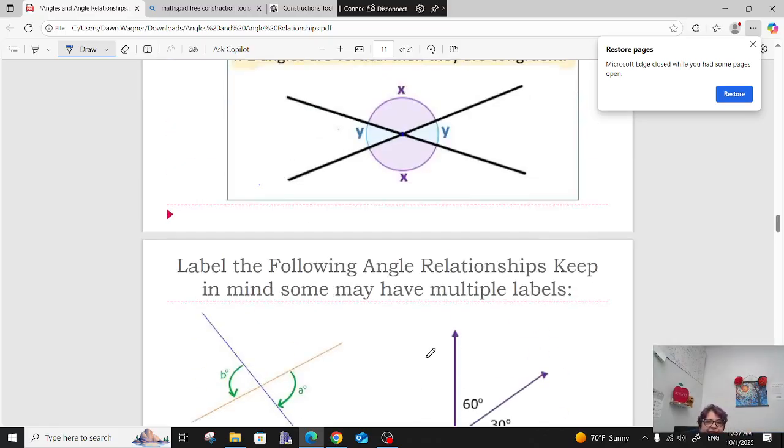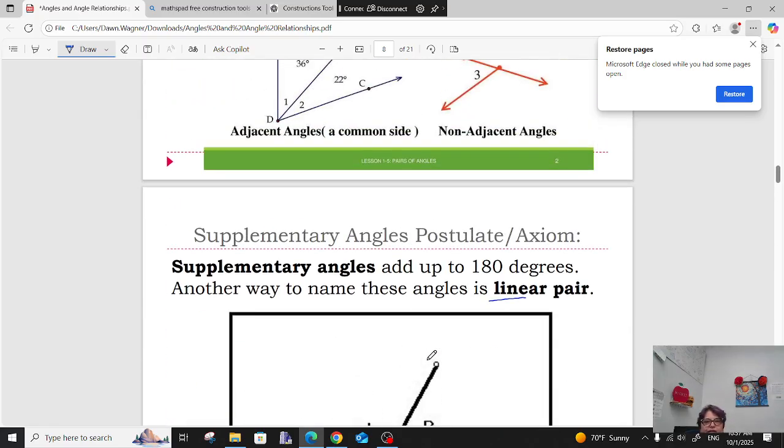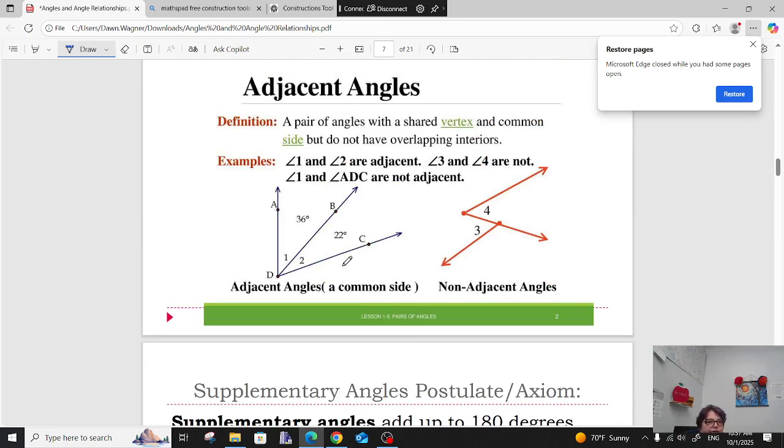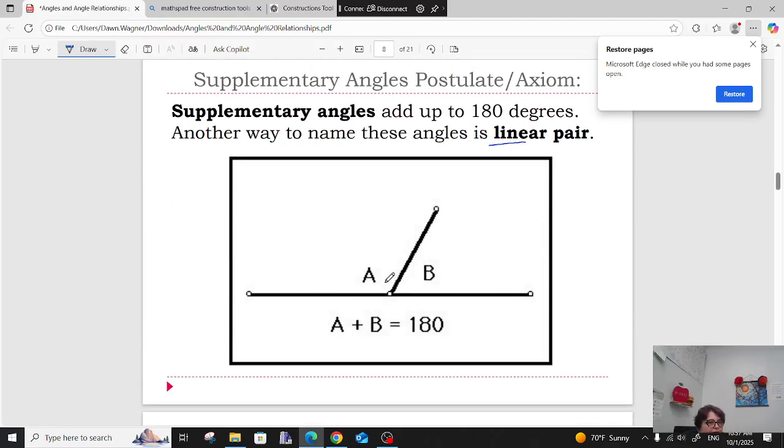Okay. So, recap from just before we went to break. We have adjacent angles, right? They share a common side and a common vertex. Then we have supplementary angles. Supplementary angles have to add up to 180. And sometimes we call them linear pairs if together they make a straight line.